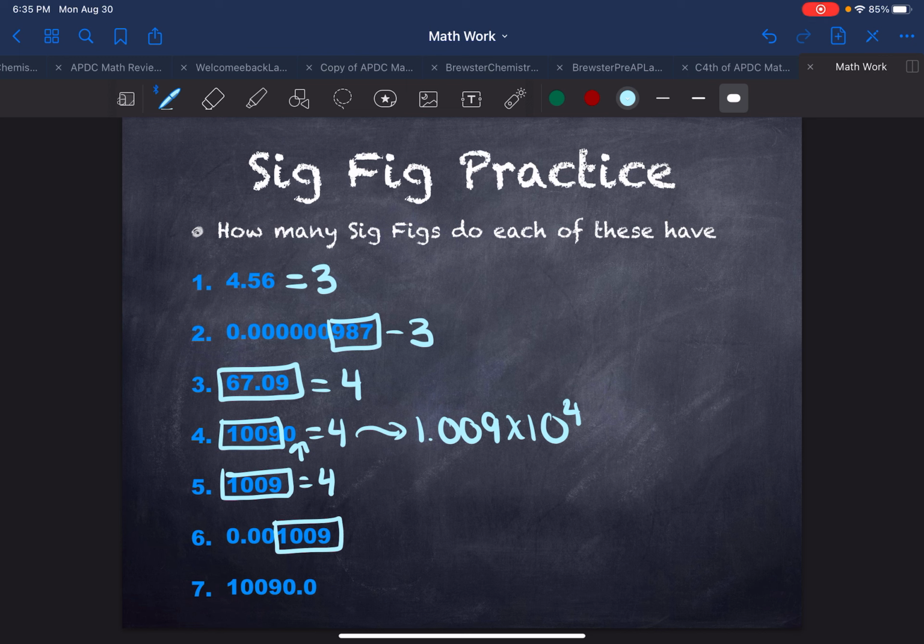Here's where I'm significant. This front part's not. This time I've got a decimal. So the whole thing is significant.